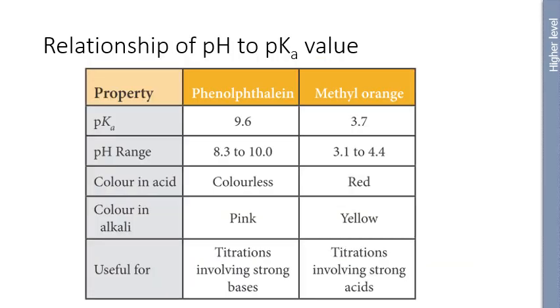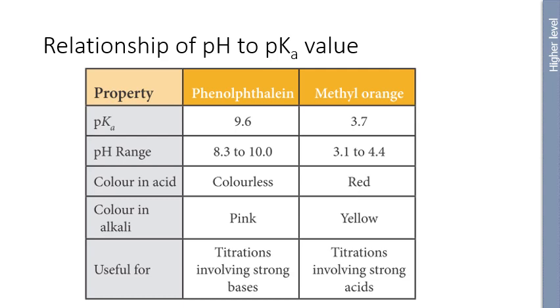So the relationship with the pH and pKa value of these two different indicators. Phenolphthalein has a pKa of around 9.6, so the negative log base 10 of its acid dissociation constant is 9.6, whereas methyl orange is a lot lower, it's 3.7. The pH range it works in for phenolphthalein is 8.3 to 10, whereas methyl orange is 3.1 to 4. So they're going to be used for different acid-base reactions because of that.